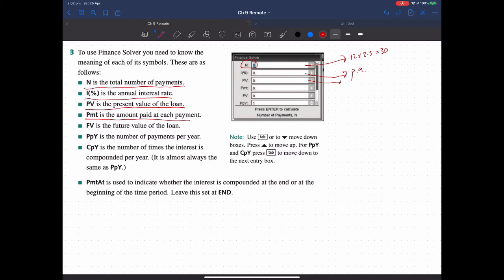If in another situation you were investing and the bank account was giving you a regular payment, say a payment of $200, then you have the money, the bank doesn't, so it would be positive $200.